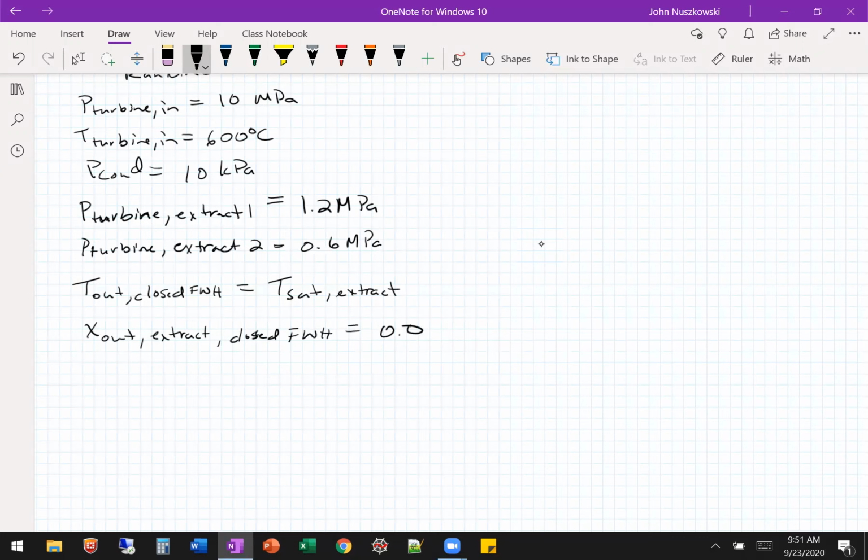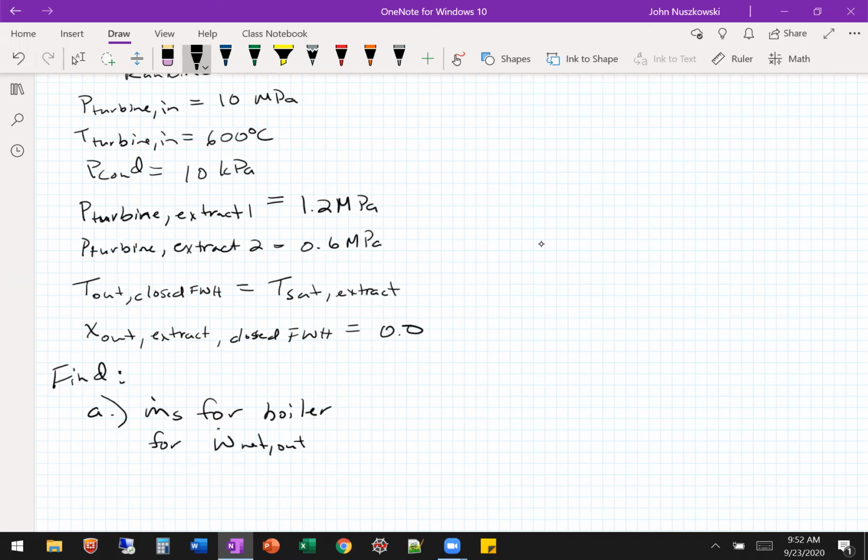Okay, so they want us to find part A, the mass flow rate of steam through the boiler, for a net work out of 400 megawatts. And then part B is the thermal efficiency.